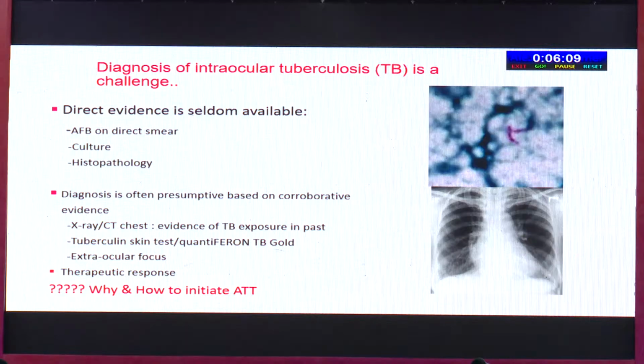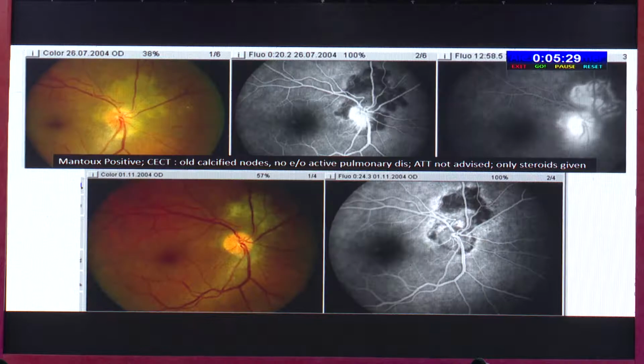Then started the confusion. The confusion was we did not know how to make the diagnosis, because if you want to look at the direct evidence of TB, you are not going to get a smear or culture or histopathology from ocular samples. So how do you diagnose? You get Mantoux, it comes positive, you get some X-ray which does not show active TB, but which does show lymph node, and you refer it to your pulmonologist friend and he says this is not TB and you are not going to give anti-TB drugs. And there comes the whole confusion. So what do you do?